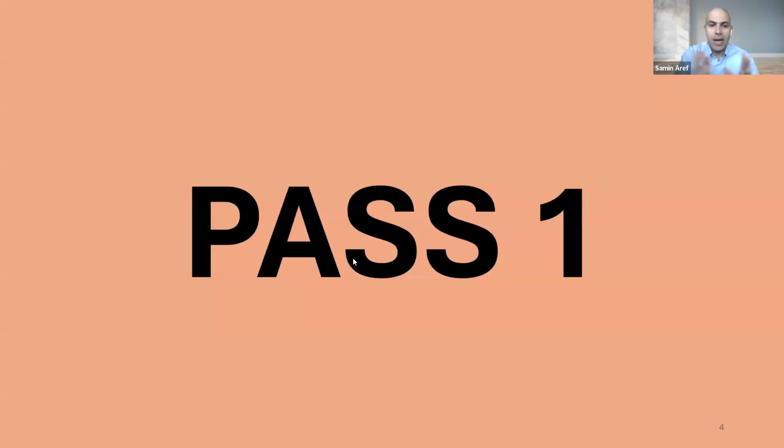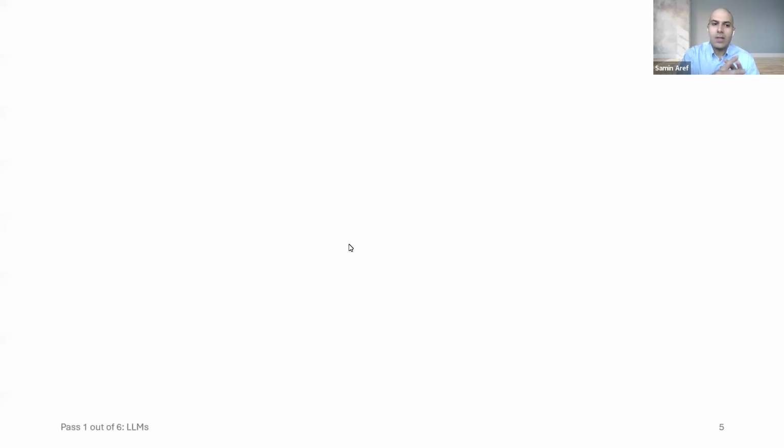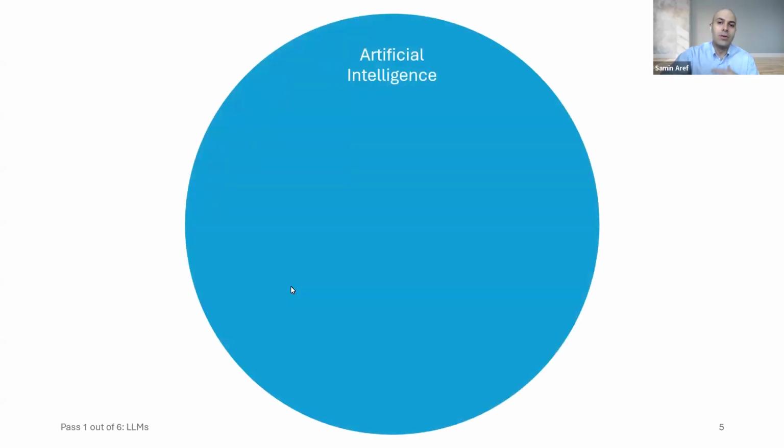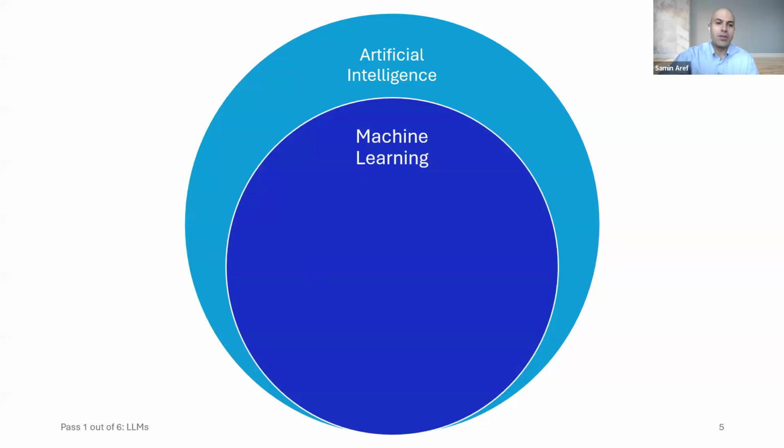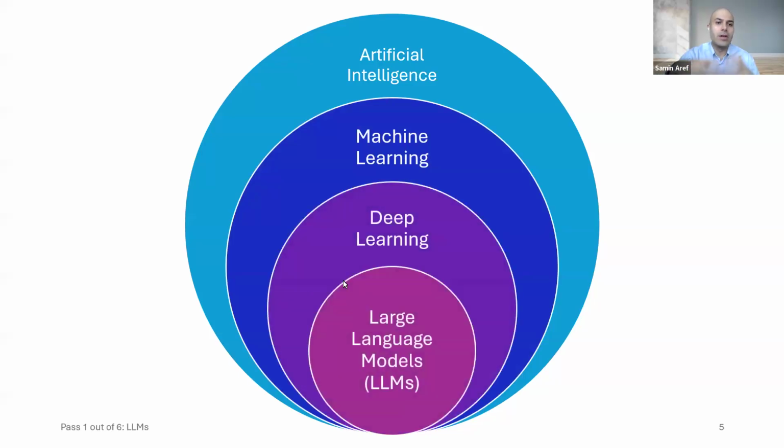So let's start with pass 1. In pass 1, I'm going to explain large language models very generally. So large language models are a subset of deep learning. And you already know that deep learning is a subset of machine learning, and machine learning is a subset of AI. So these large language models are general purpose models that can be pre-trained and fine-tuned for specific purposes.